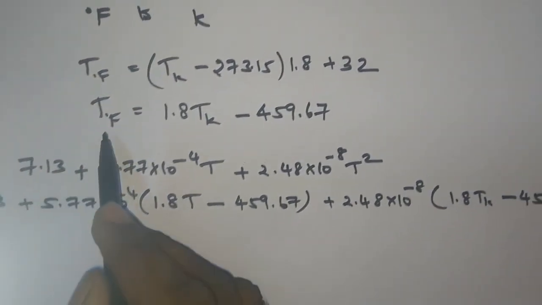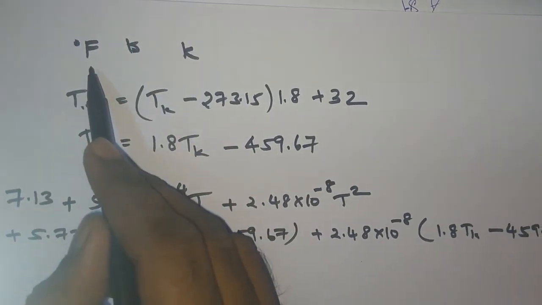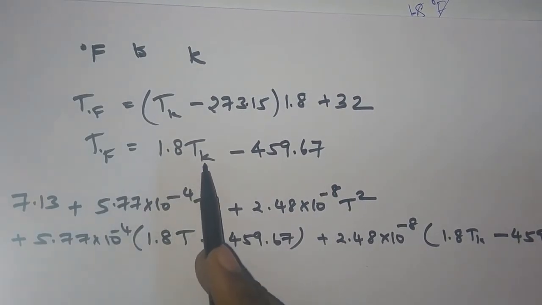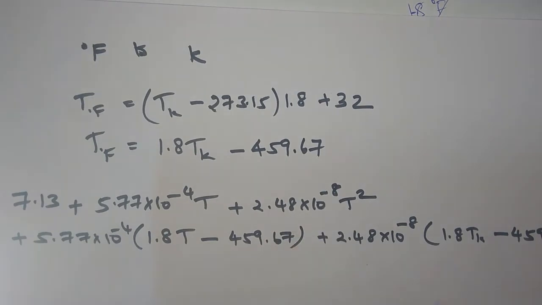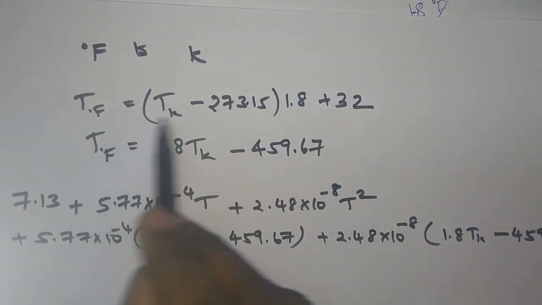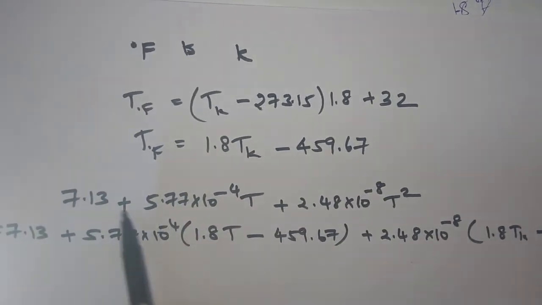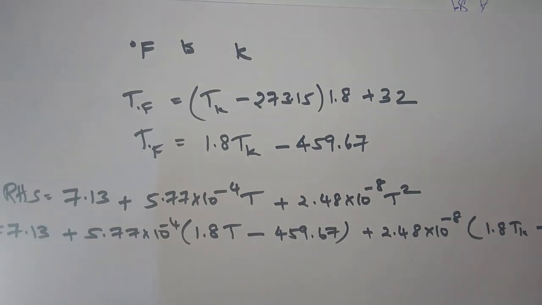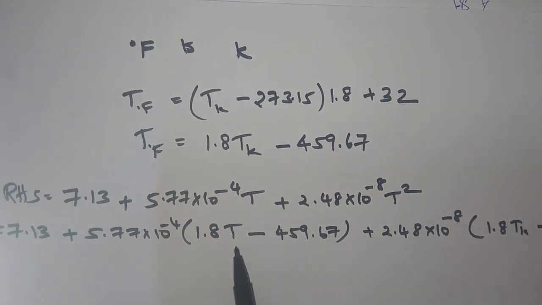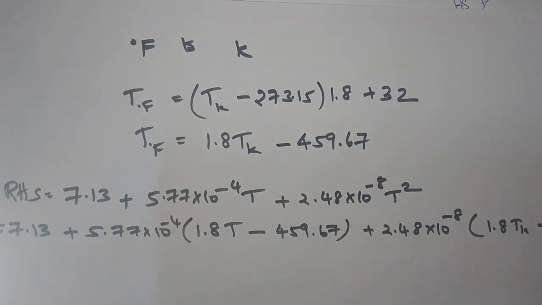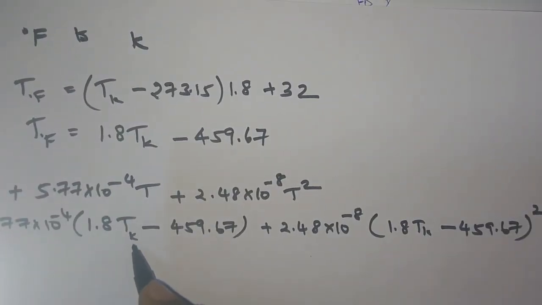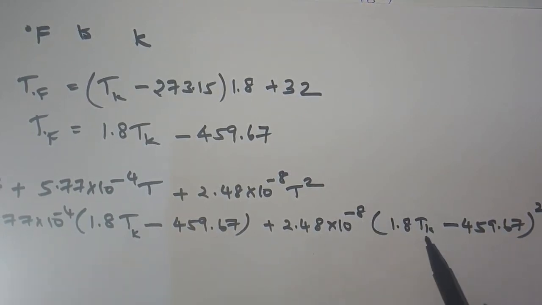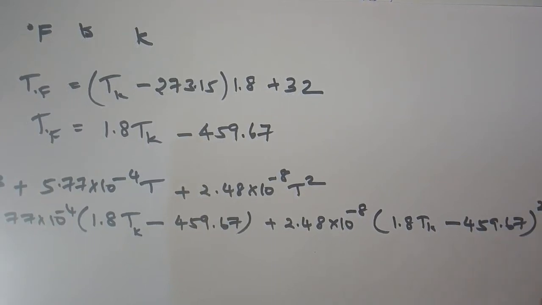What we have done is, first we simplified the conversion factor from Fahrenheit to Kelvin as temperature Fahrenheit equal to 1.8 temperature in Kelvin minus 459.67. That is the standard conversion between Kelvin and Fahrenheit. Now we have the right hand side of the expression given, and in place of T we have replaced 1.8 Tk minus 459.67. Similarly, the suffix K is to mention that this temperature is in Kelvin: 2.48 into 10 power minus 8, 1.8 Tk minus 459.67 whole square.